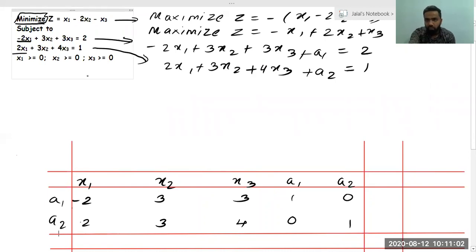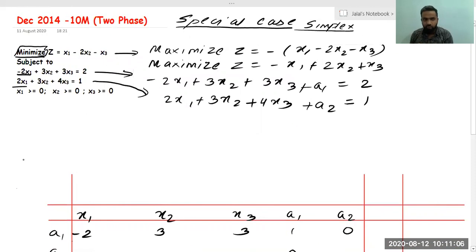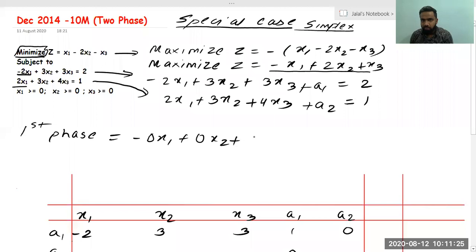Now, just look at the question. We are told that we need to solve it by two phase. If we need to solve it by two phase, we already know what happens in the first phase. In the first phase, all the coefficients of z become 0. Just remember, so 0x1 it will become, plus 0x2, plus 0x3, then minus a1 minus a2.